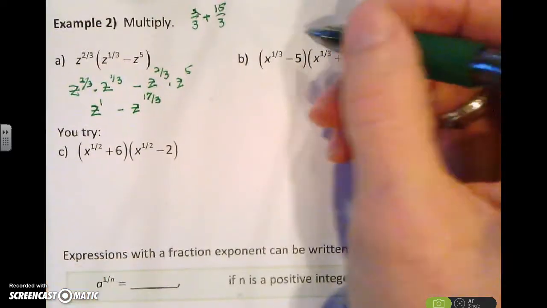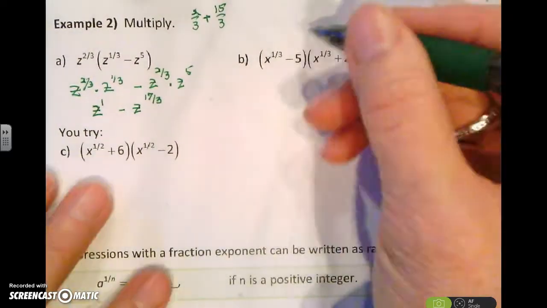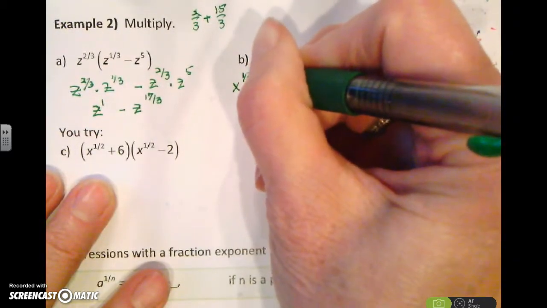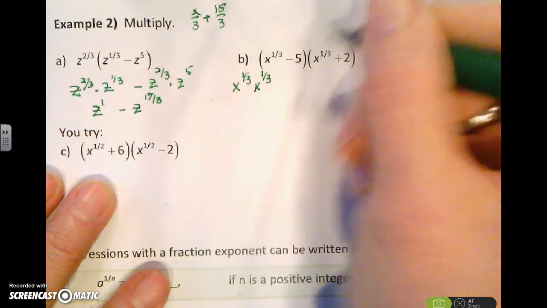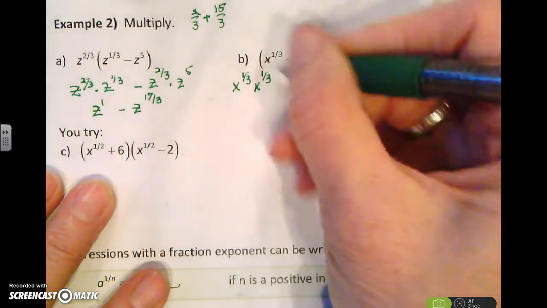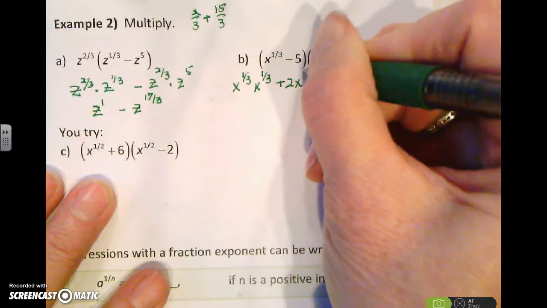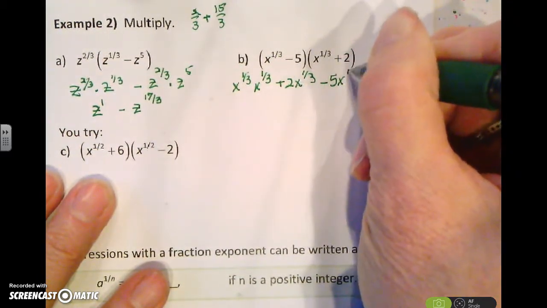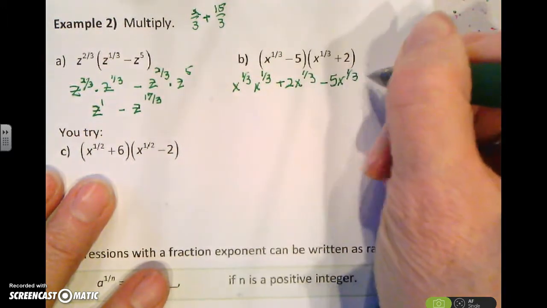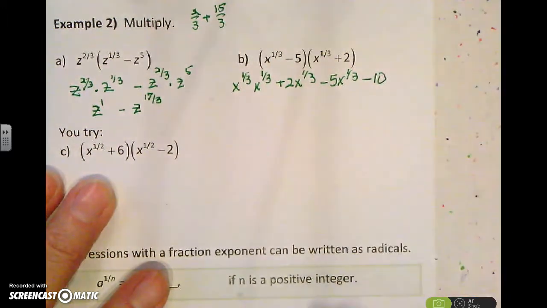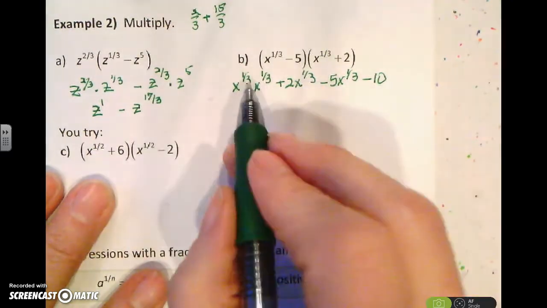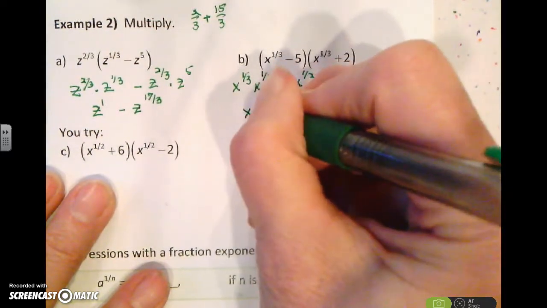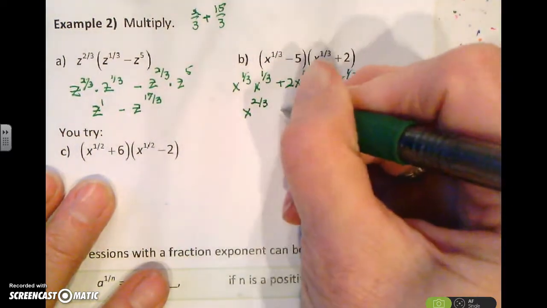All right, so B, I'm going to have to double distribute or FOIL it, however you want to say it. And if I write it all out, I'm going to have x to the 1/3 times x to the 1/3. And then the two outer ones, which is going to be 2 times x to the 1/3. The inner one, negative 5 x to the 1/3. And the negative 5 times positive 2 is negative 10. So when I'm multiplying, I'm going to add my exponents. So that gives me x to the 2/3.